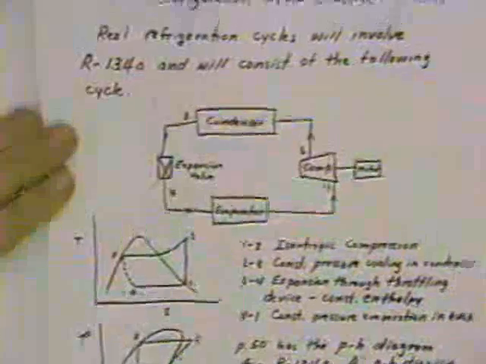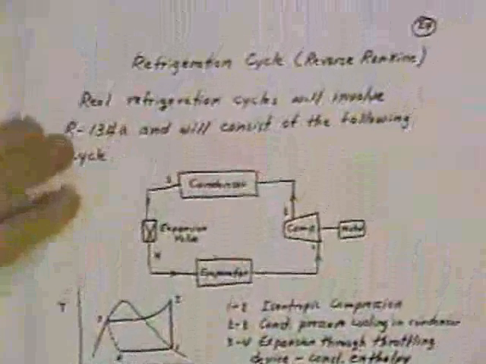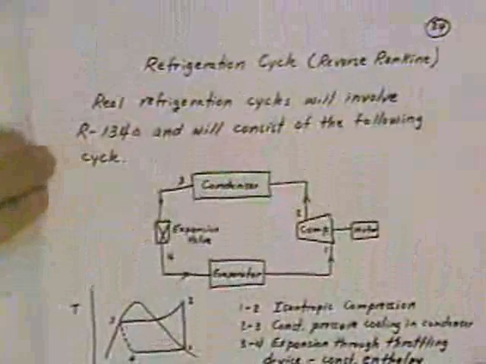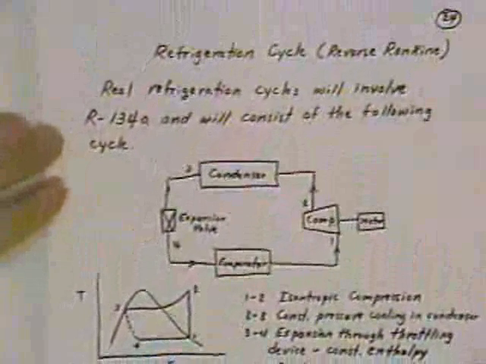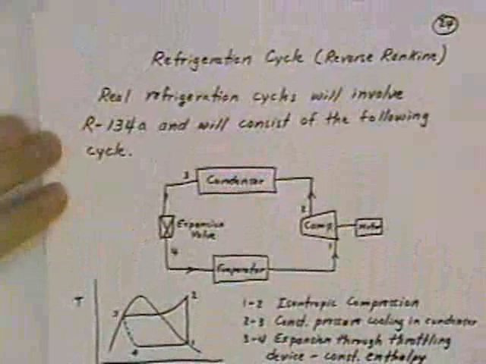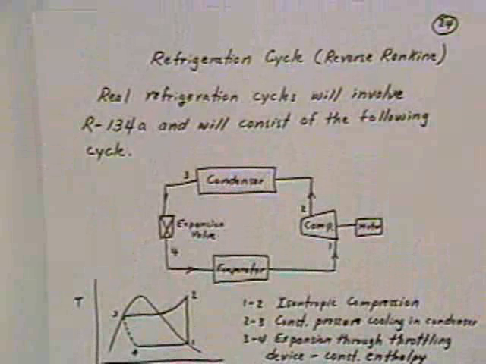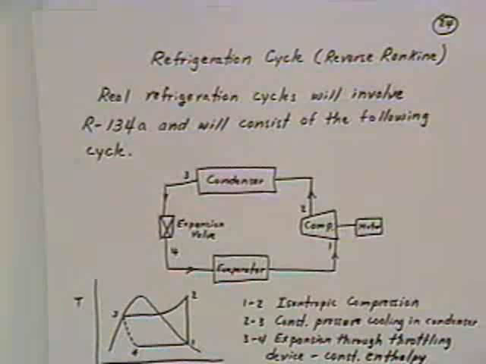Okay, the next cycle that we want to look at is the refrigeration cycle. And the refrigeration cycle is known as the reverse Rankine cycle. And here we're going to get into the use of refrigerants, because the reverse Rankine cycle, and we're on page 24 now, is going to involve the use of refrigerants. Now, the only refrigerant that you have data on in your reference manual is refrigerant 134A.